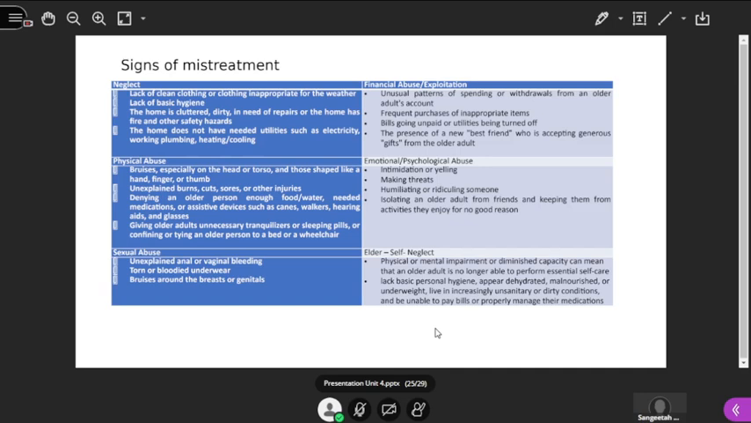Neglect, as I said, has two forms. There is neglect, such as lack of clean clothing or clothing inappropriate for the weather, lack of basic hygiene. The home is cluttered, dirty, in need of repairs, or has fire and other safety hazards. The home lacks needed utilities such as working electricity, plumbing, heating, cooling, and it is not an elderly friendly environment.